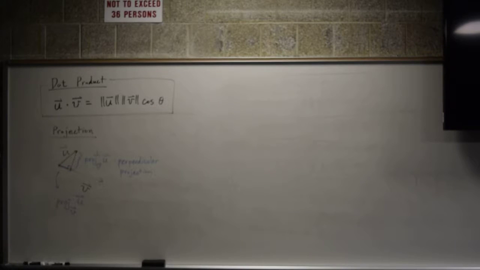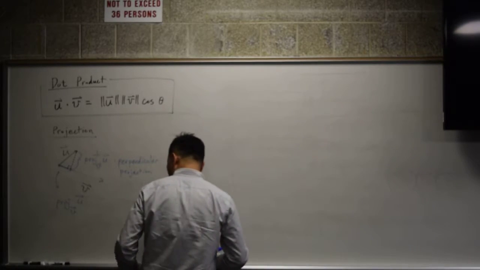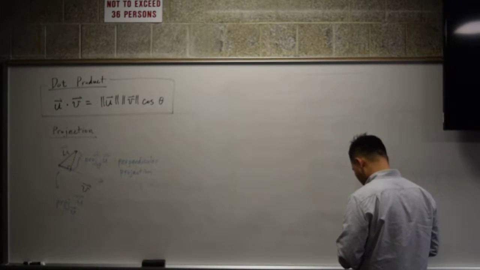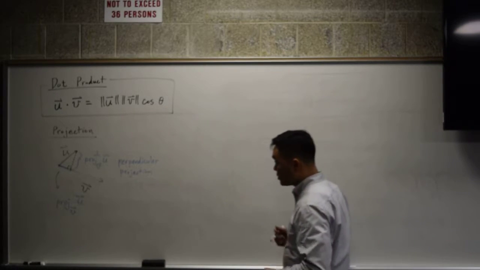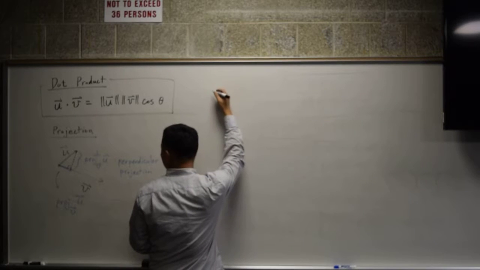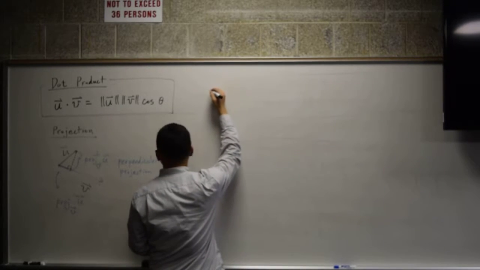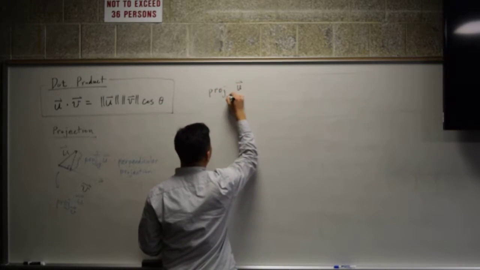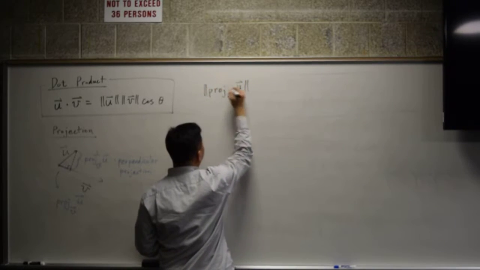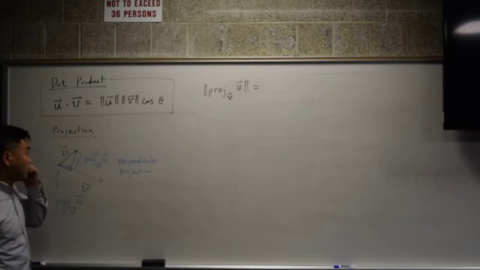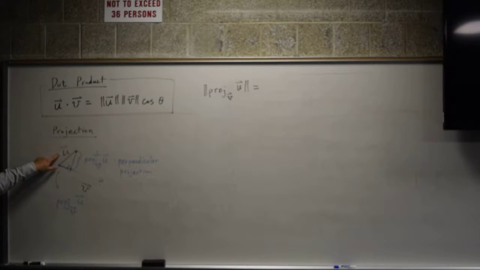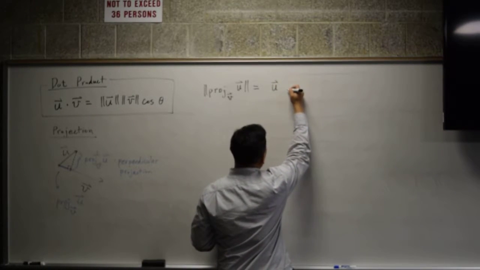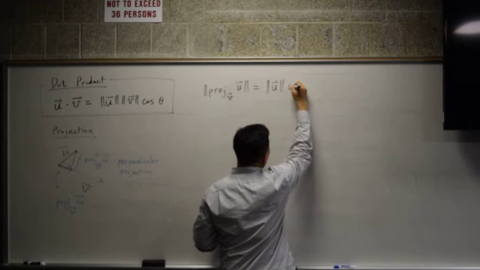All right. Let's figure out the formula for it. First, I know that the magnitude of the projection is basically this length times the cosine of the angle between. So the length of u times the cosine of the angle between.